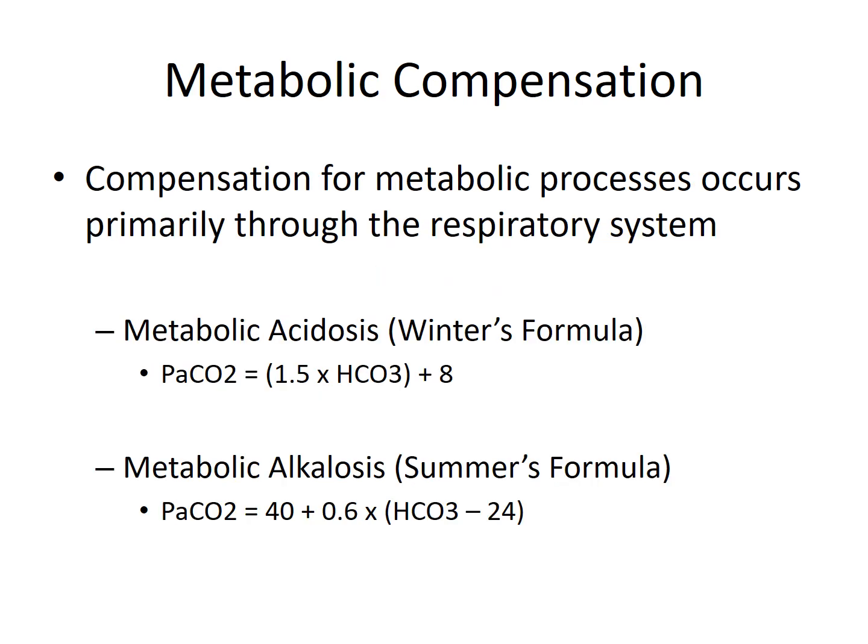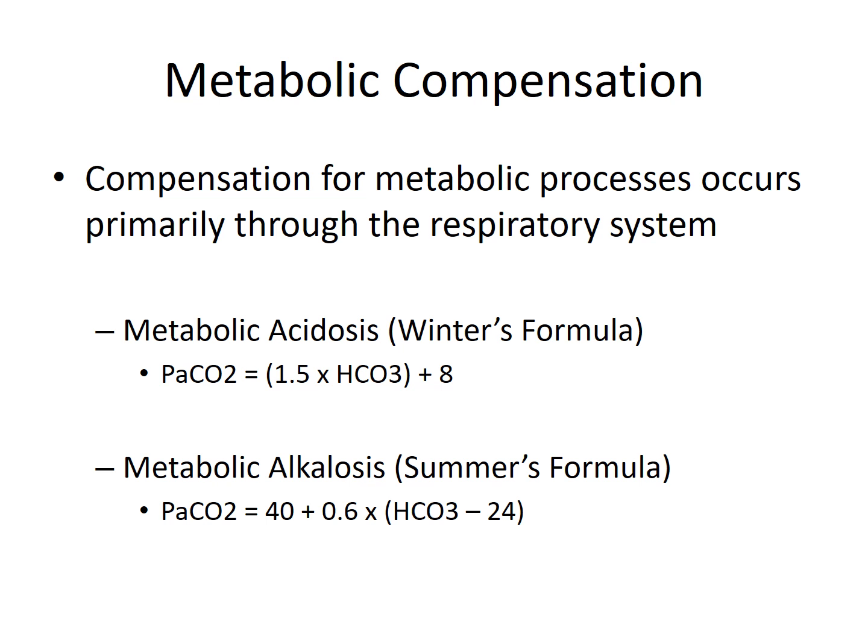First, we'll talk about compensation for metabolic abnormalities. As we've just discussed, these compensation processes occur through the respiratory system. In this way, we determine whether there is appropriate compensation by evaluating the change in the CO2 concentration on the ABG. For metabolic acidosis, we use the so-called Winter's formula. Using this formula, we multiply the bicarb concentration times 1.5 and then we add 8 to it. That is what the CO2 concentration on the ABG should be.